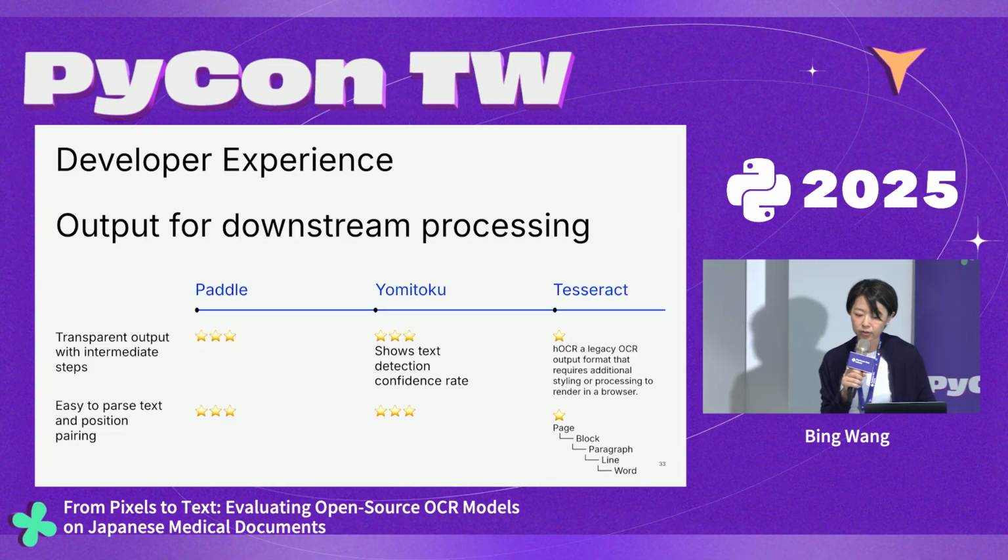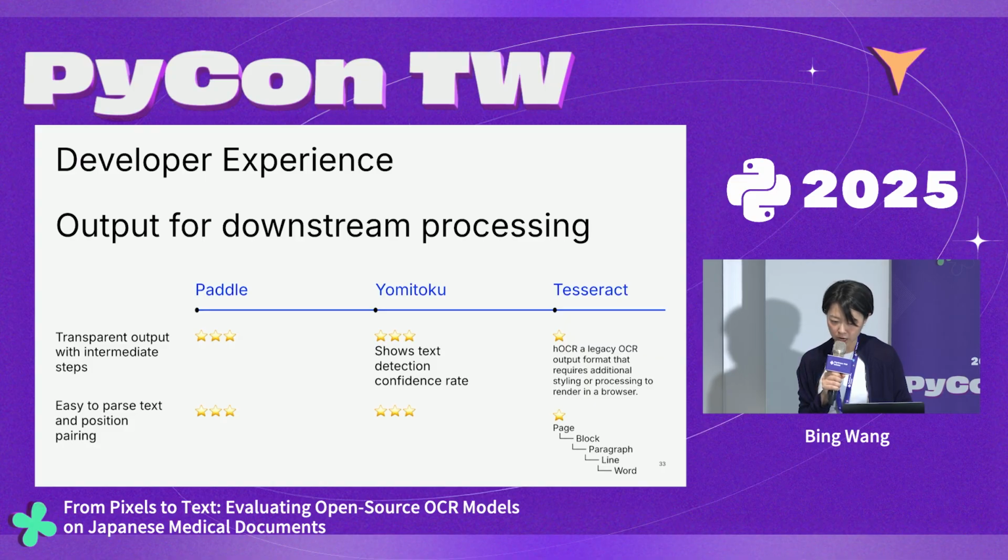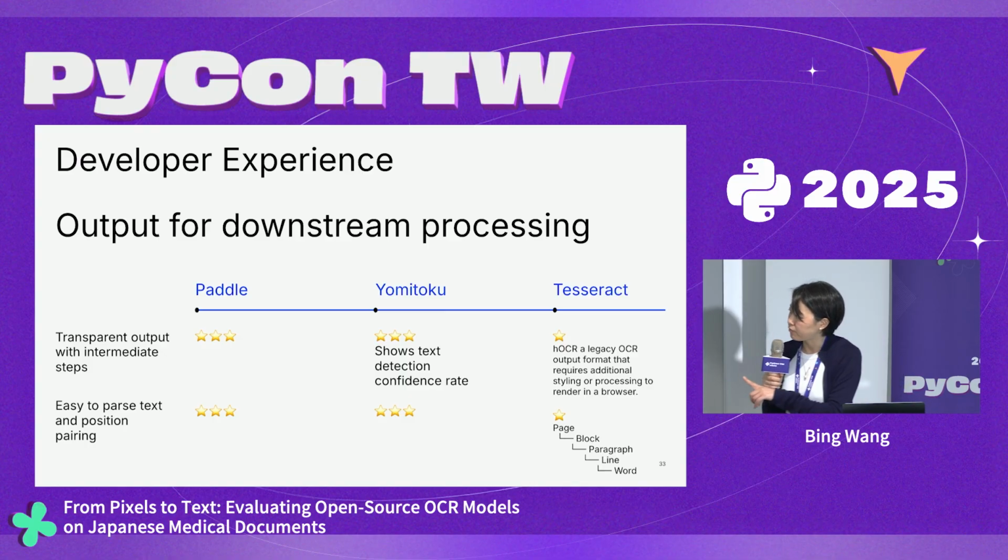For that, I think Paddle and Yomitoku do a pretty good job, especially Yomitoku. It gives a confidence rate for text detection as well. For all the other models, they just give you one confidence rate, which could be just the text conversion confidence rate. That I found very helpful.